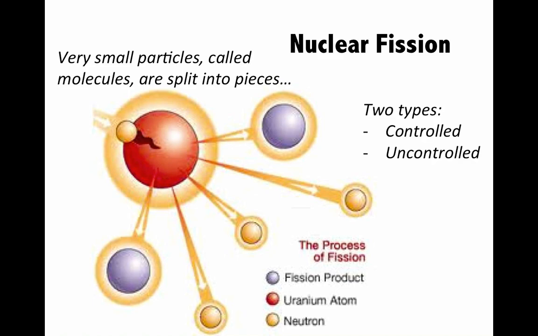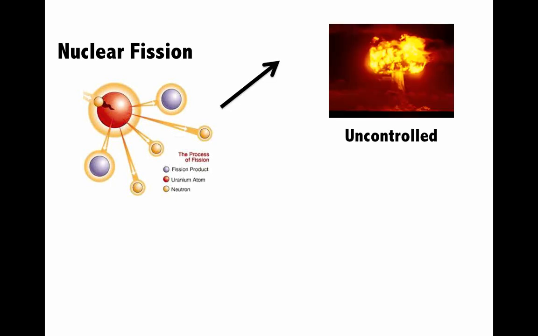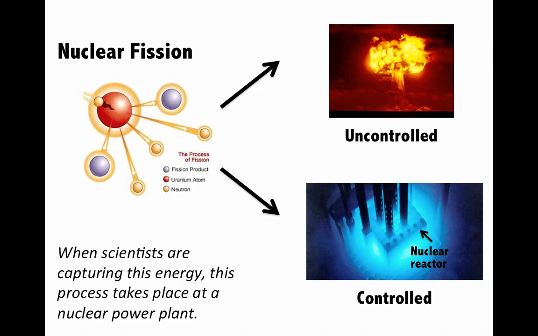There are 2 types of nuclear energy that I want you to think about, controlled and uncontrolled. So here again is our nuclear fission process. As these molecules break apart, this process might be uncontrolled. This is what leads to the nuclear bomb. On the other hand, scientists have found a way to control the process. When the process is controlled, you can capture the energy. The energy gets captured in the nuclear reactor, where the fission process is taking place. When scientists are capturing this energy, this process takes place at a nuclear power plant.